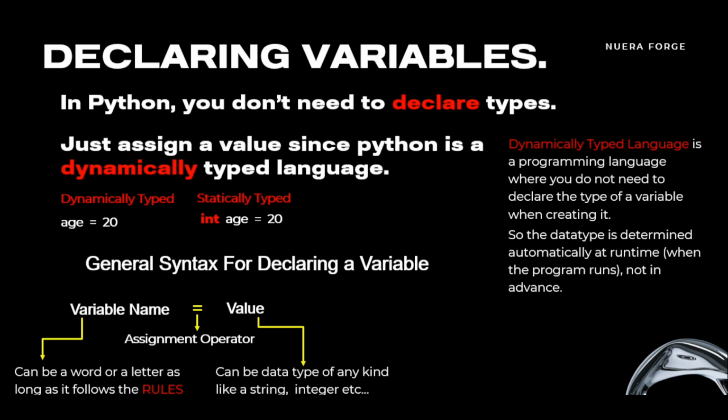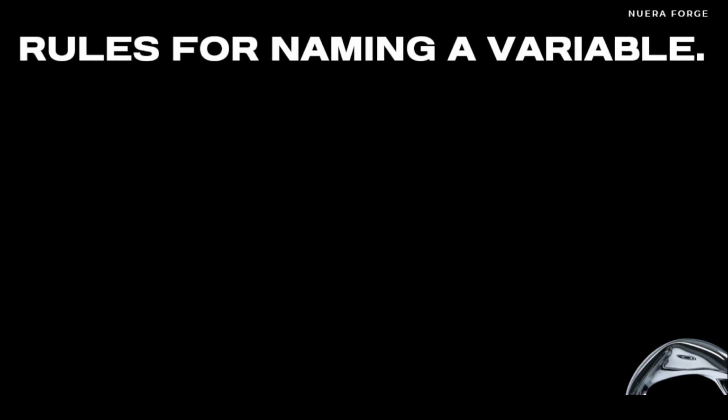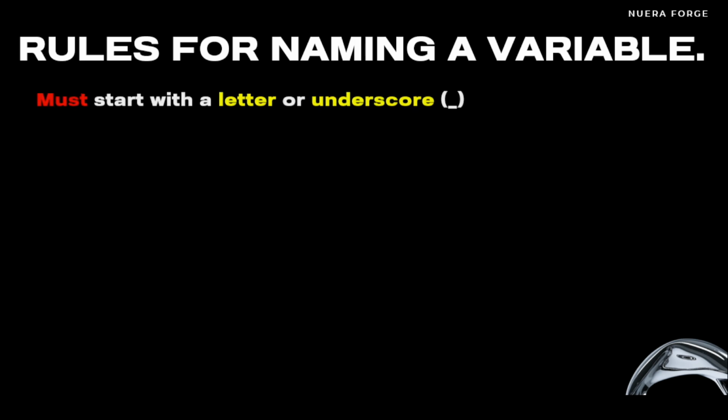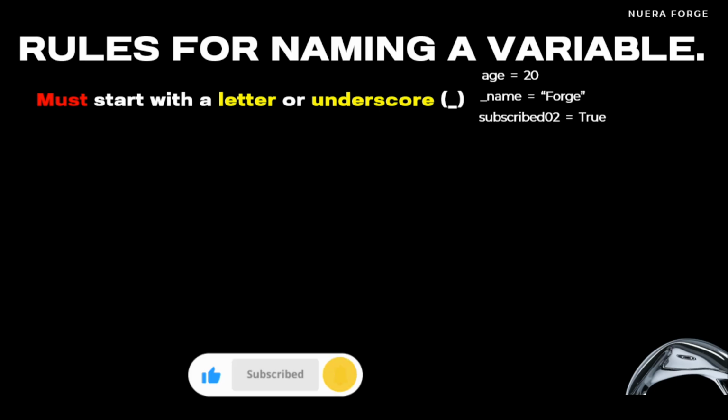So the statement is the variable being assigned the value. Here are some examples of variables you can create: age being assigned 20, name being assigned forge, and subscribe being assigned True. Now let us talk about the rules for naming a variable. There are quite many. Rule number one: all variables must start with a letter or an underscore. For example, age assigned 20, or _name assigned 40.